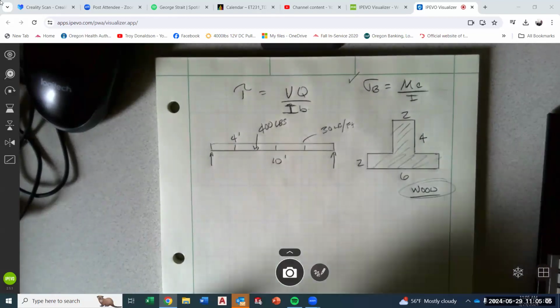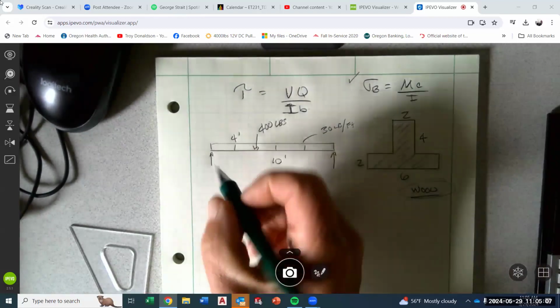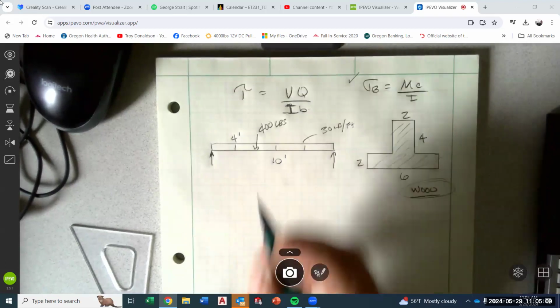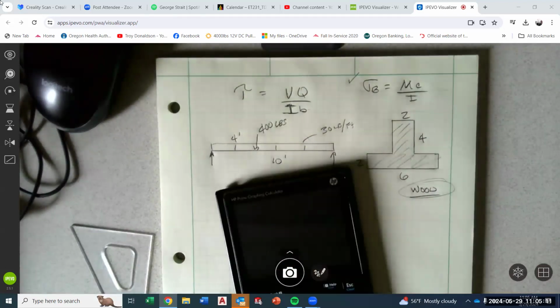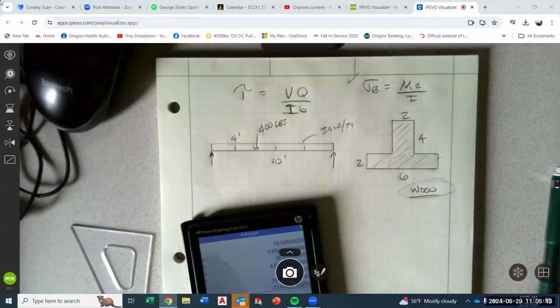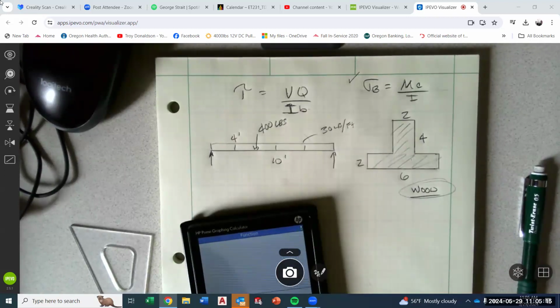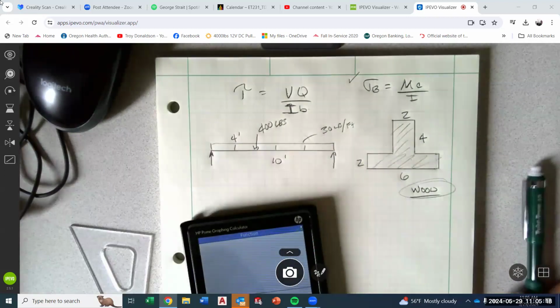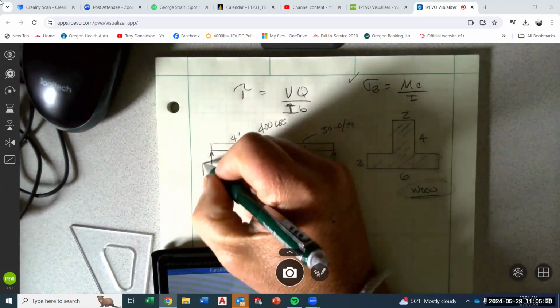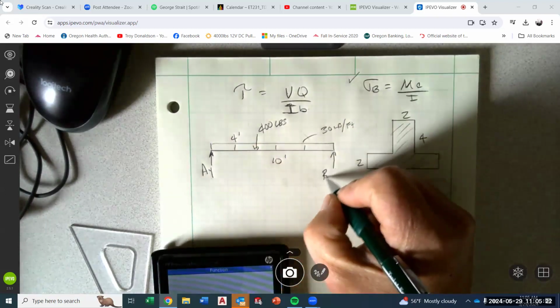The first step is to find our reactions. I'm not going to write this out, I'm just going to do it. So hopefully I don't make a mistake, but if I do, you'll find it, I'm sure. I'm going to do moments about this side. I'll call this AY and this BY.